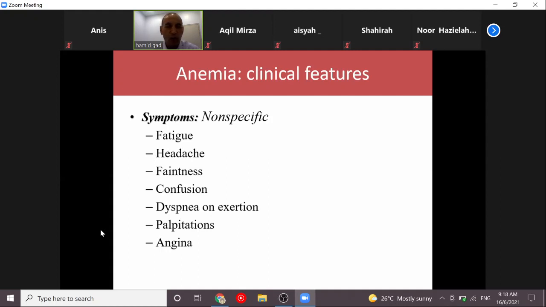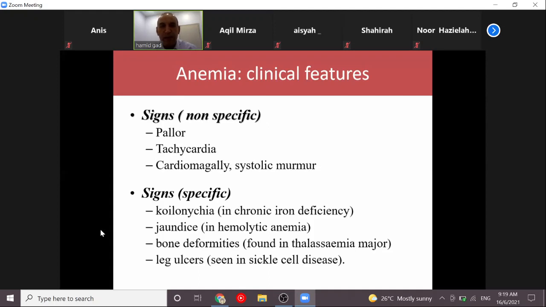This condition we call hyperdynamic circulation. The heart responds to low oxygen, so it needs to push more blood. How does it push? The contractility is forceful and the frequency is high. So there is tachycardia. Patients with anemia have tachycardia; if you measure the pulse, it will be high. Also, there is palpitation. Angina is a later symptom: the patient might feel pain in the chest because of less oxygen supply. As for signs, we have non-specific signs, and we also have specific signs.